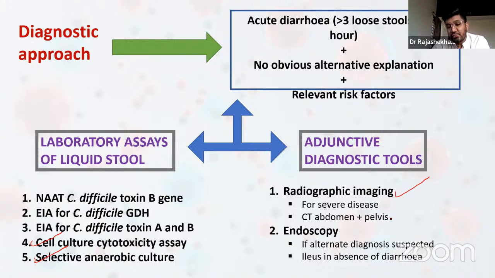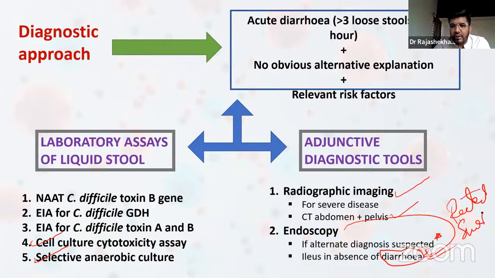Sometimes imaging needs to be considered, especially if you're suspecting ileus, megacolon, or severe disease. You can consider the patient for a CT abdomen, or if you're considering an alternative diagnosis. Or if the patient does not have any diarrhea, like ileus, where the colitis has led to ileus, the patient may not have any diarrhea, then you can consider endoscopy, and some rectal swabs can be taken for the diagnosis.